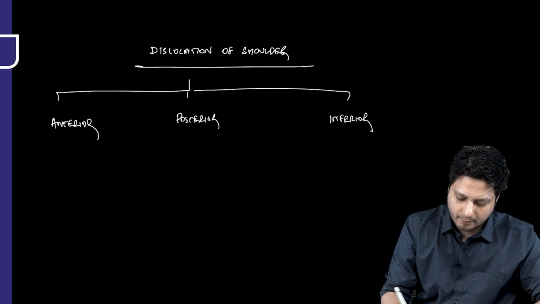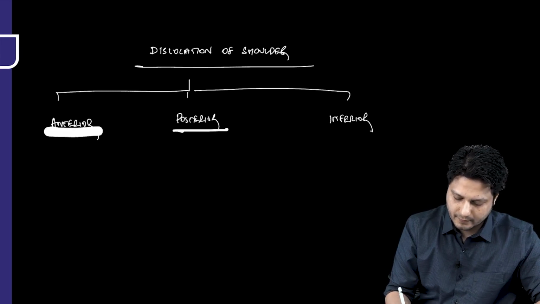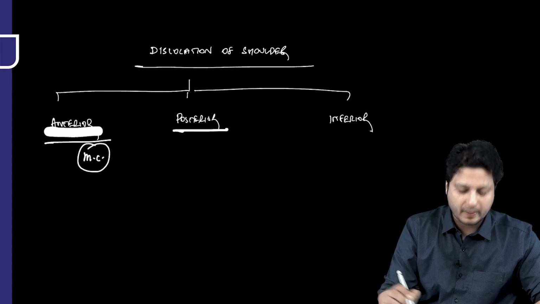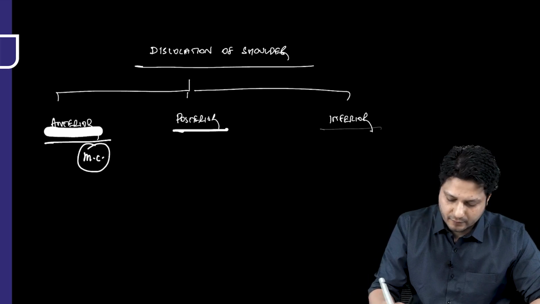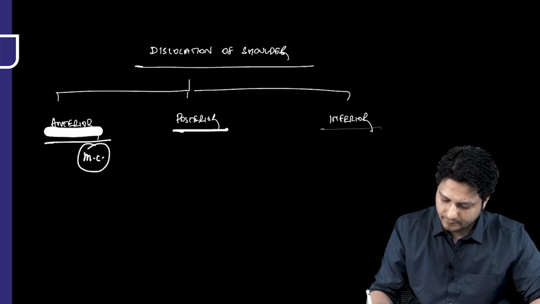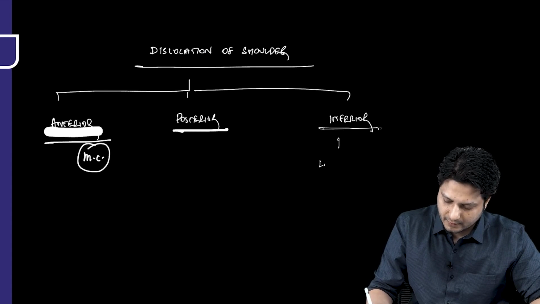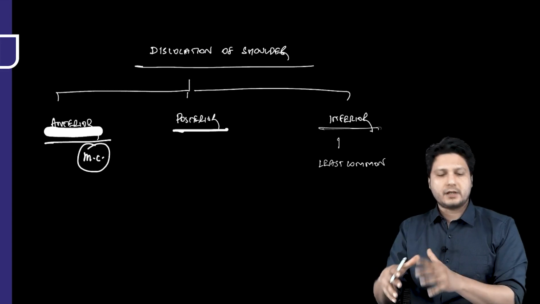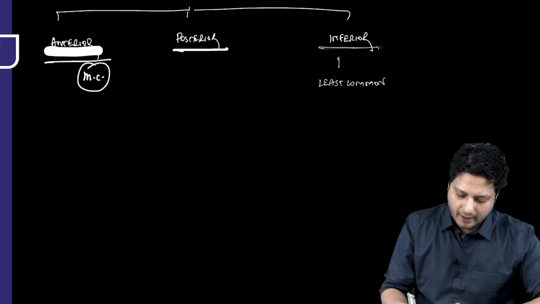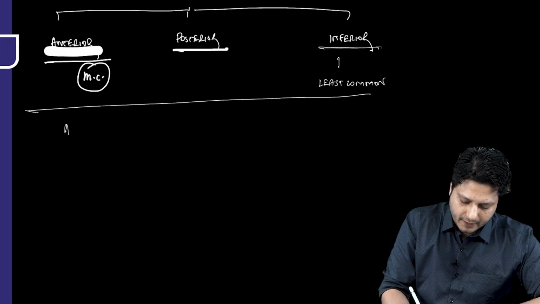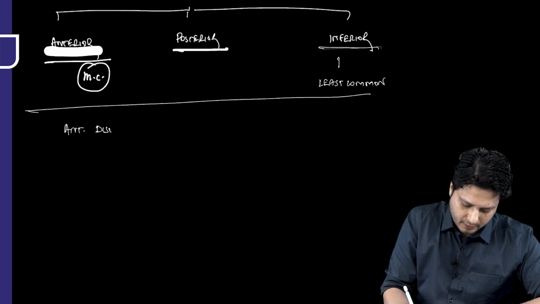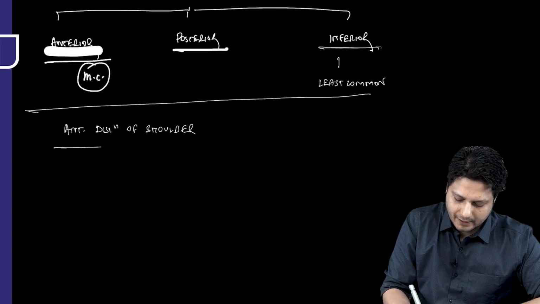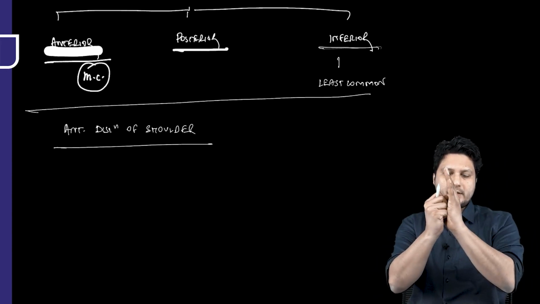Out of these three patterns, the most common is the anterior dislocation. While the least common is the inferior dislocation of the shoulder. Let us start with the anterior dislocation of the shoulder first. As the heading indicates, anterior dislocation of the shoulder means the head of the humerus comes in front of the glenoid.